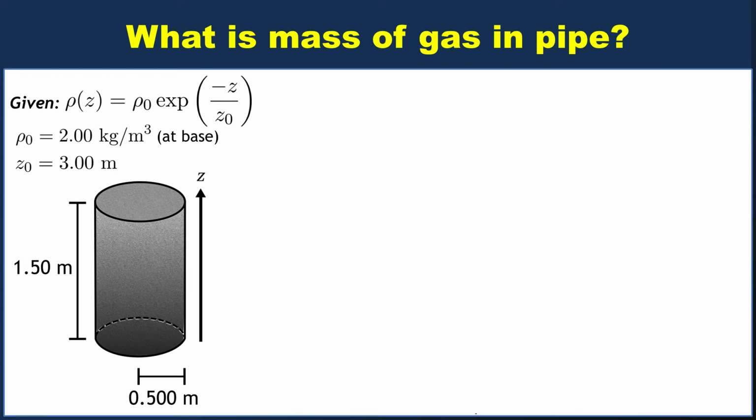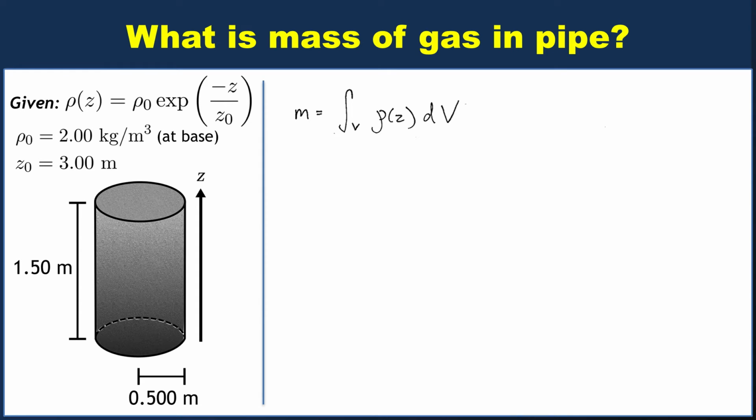Okay, now we're obviously going to have to do an integral because this is not a constant density, so let's set everything up. The total mass of gas in the pipe is going to be the volume integral of density times dV, where dV is the differential volume element. Now, our goal in a problem like this, seeing that the density only depends upon one spatial dimension, is to convert this to a 1D integral.